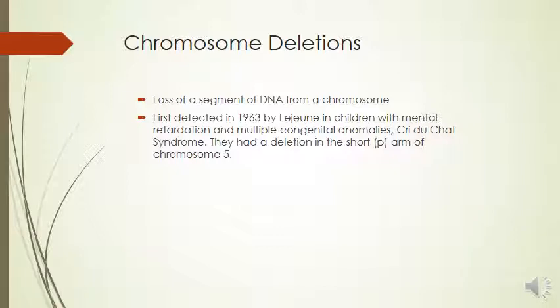How much of a deletion occurs with cri du chat can vary, but the greater the deletion, the more affected the individual. And here you can see a karyotype with chromosome number 5 circled. You can see that it looks shorter than its pair.